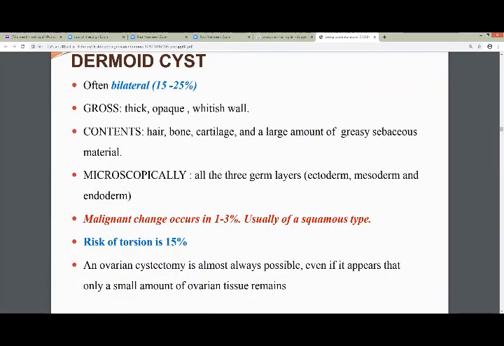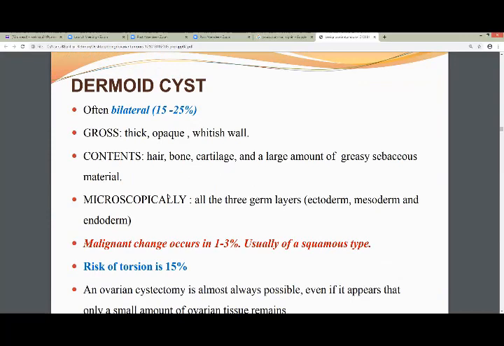Now, coming to dermoid cyst. Dermoid cyst is originating from the germ cell tumor. An important thing about it is that it is often bilateral. It has a thick, opaque, whitish wall, and contains hair, bone, cartilage, and a large amount of greasy, sebaceous material. Now, considering its contents, what comes into your mind? It means that it has variants from the three germ layers. So it's a germ cell tumor. Now you will not forget dermoid cyst.